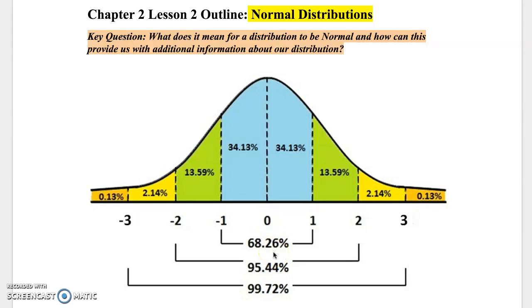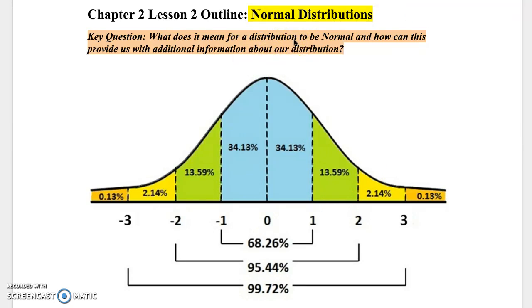This is the AP Stats Chapter 2, Lesson 2 outline on normal distributions. I want you to leave this video knowing what it means for a distribution to be normal, capital N, and how this can provide us with additional information about our distribution. Well, let's look at this key question to start.